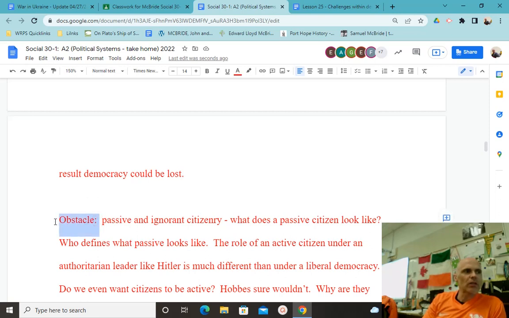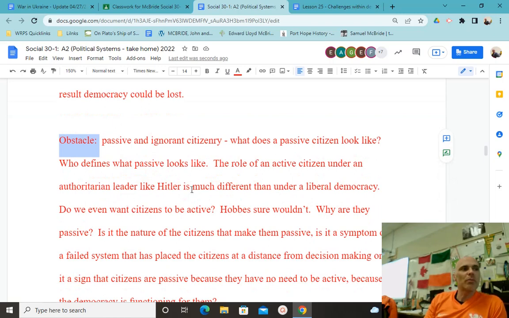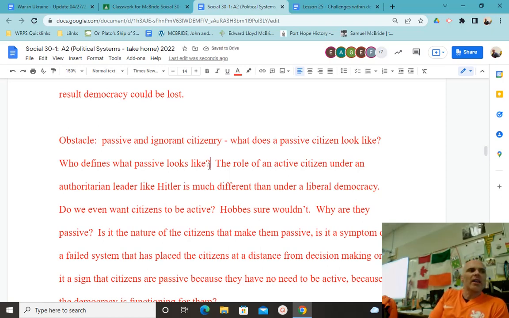Now I can get to the obstacle, and I can look at the complexity of the obstacle. Passive and ignorant citizens. What does a passive citizen look like? So I'm going to be very specific and just look at the passive part. Who defines what passive looks like, right? In order to analyze the source, we must ask the question, who is defining what passive citizens look like? The role of an active citizen under an authoritarian leader like Hitler is much different than what would be expected under a liberal democracy, a liberal democratic leader like Justin Trudeau.